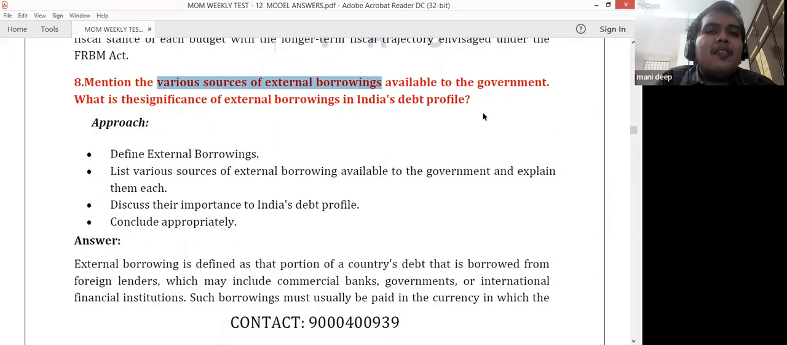Like for example, from a country you can take a loan. Recently Sri Lanka had taken a loan from India. We are having lines of credit to different countries. So this is bilateral borrowing.